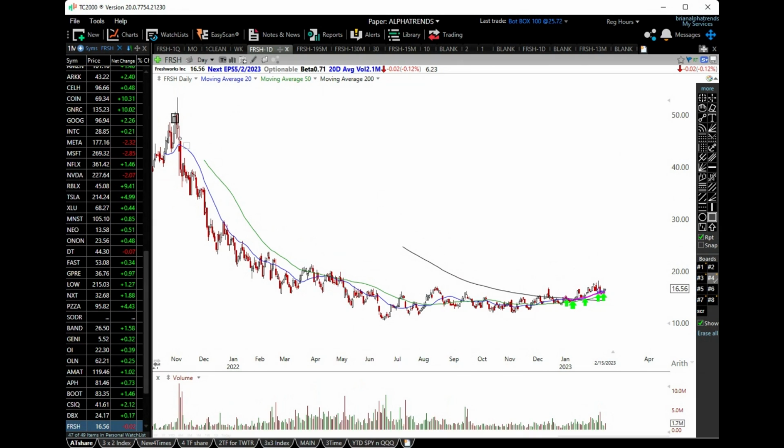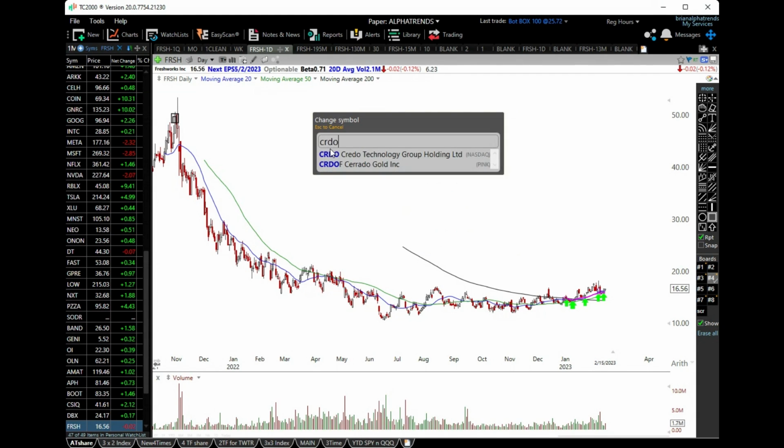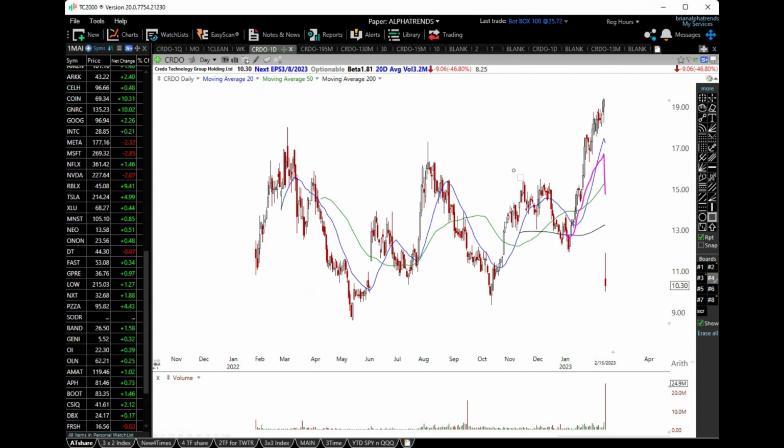Right. And when they're extended like that, what was that one today that everyone had been in? It began with a C, I think. It just dropped 50%. Oh, CRDO. Yeah, CRDO. God, what a disaster! But it had just run from 12 to 19.